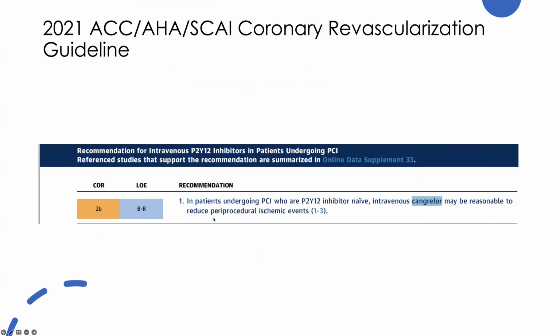So what are the guidelines saying? Class 2B, not very strong evidence in support of this. So in patients getting PCI, take note of this: they are P2Y12 inhibitor naive. They're not on these agents. It is reasonable to start IV cangrelor to reduce ischemic events, especially if someone cannot take PO medications. Intubated, undergoing PCI, say STEMI, and for whatever reason you don't have a PO or OG tube, you can't give P2Y12 inhibitors PO, you want an IV agent, you can use cangrelor. This is the major indication or use, I would say, besides the bridging, which we will talk about.